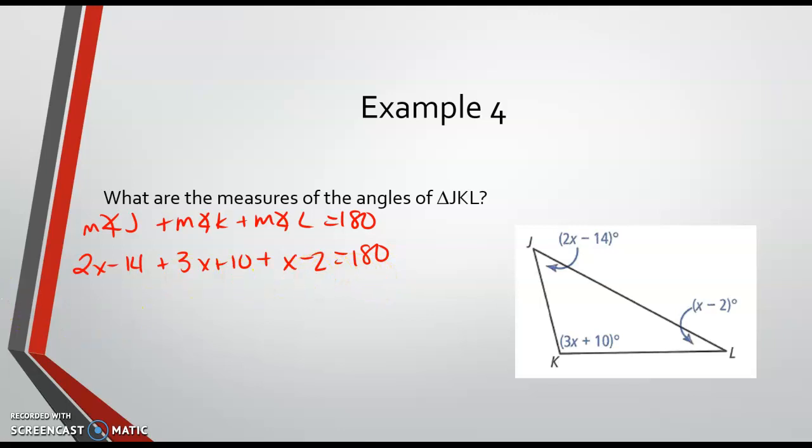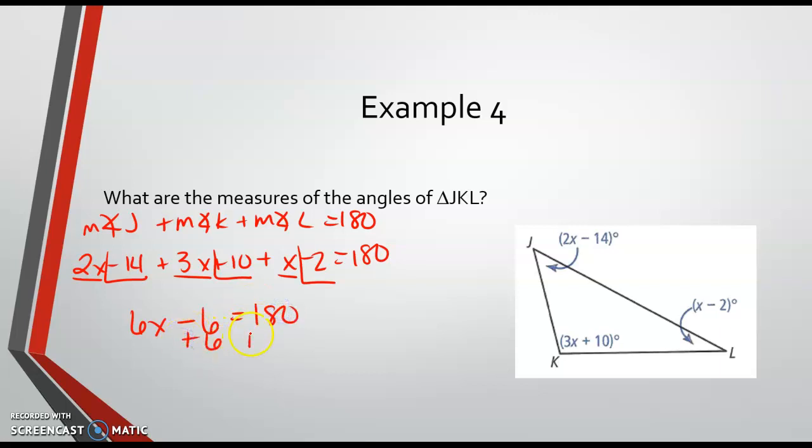From here, I'm going to combine like terms. So 2x, 3x, and x, that would be 6x. Negative 14 plus 10 minus 2. So negative 14 plus 10 is negative 4. Minus 2 is negative 6. So we're going to have 6x minus 6 equals 180.